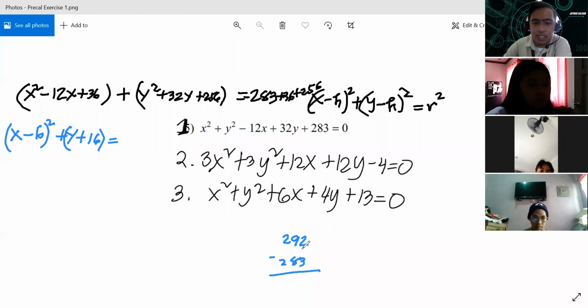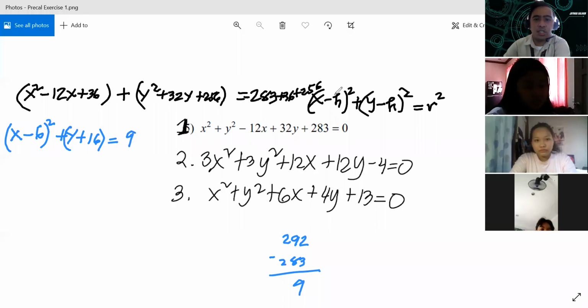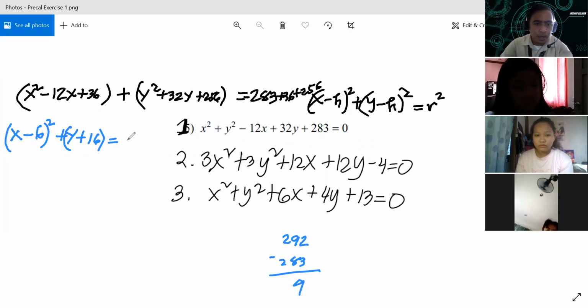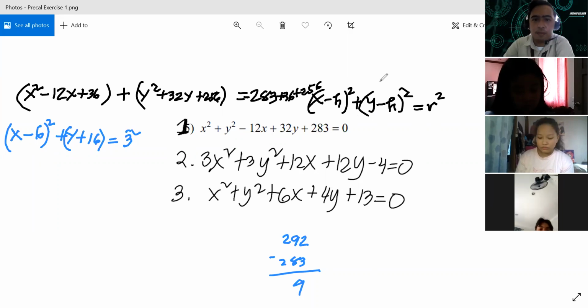So what will be the answer here? It is just 9. And we know that 9 is a perfect square, right? That is 3 squared. Why do we make it a square? We should make it a square because this is r squared.